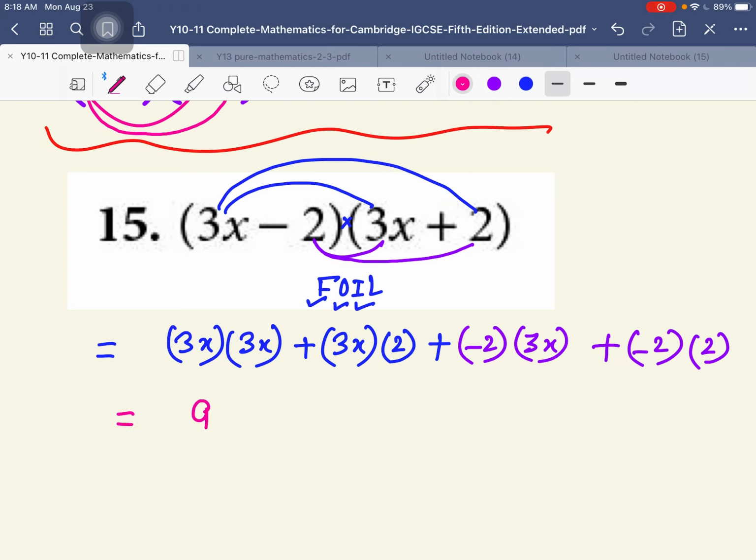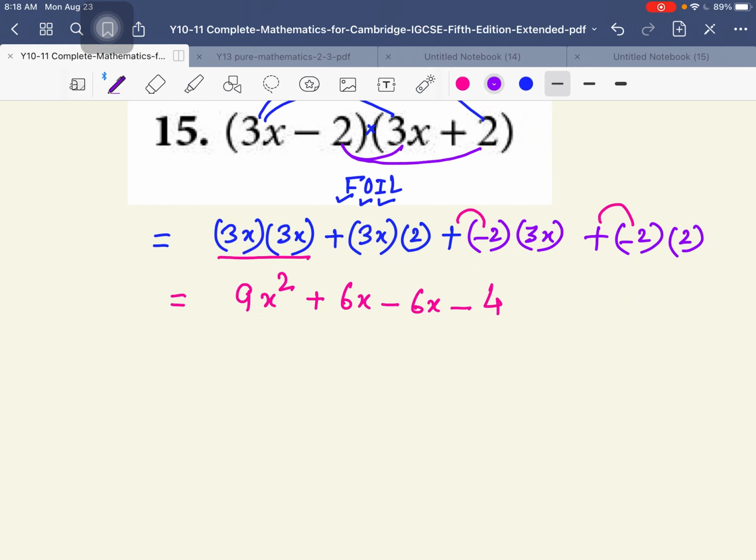3 times 3 is 9, x times x is x squared. So the first term is 9x squared, plus 3x times 2 is 6x. Then this plus minus is minus. 2 times 3x will be 6x but with a negative sign. Again, this plus minus is minus. 2 times 2 is 4.